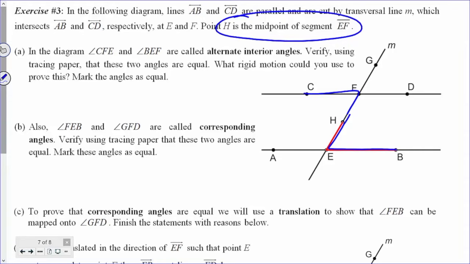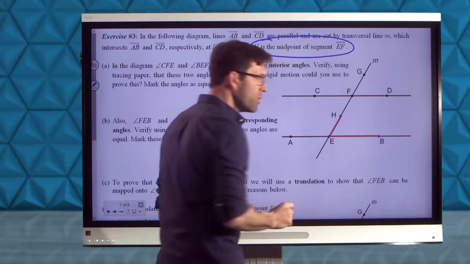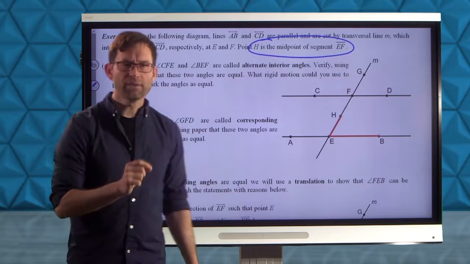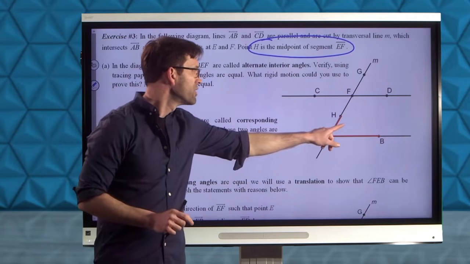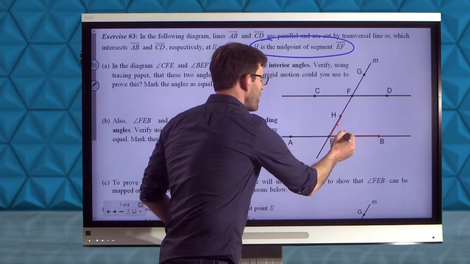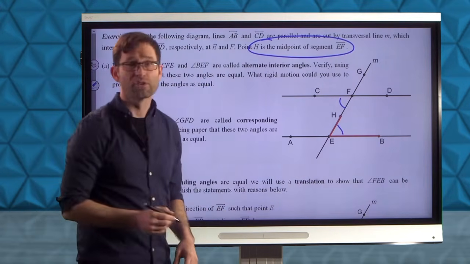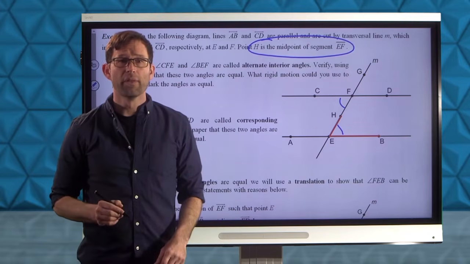Verify using tracing paper that these two angles are equal. What rigid motion could you use to prove this? Mark the angles as equal. All right, I'm going to move my little red angle out of there so I can then delete these two things out of there. Okay. So no proving anything right now. I just want to use a rigid body motion and tracing paper to show that this angle is congruent with this one. And there I've just marked the two angles. So take a moment and think about this.